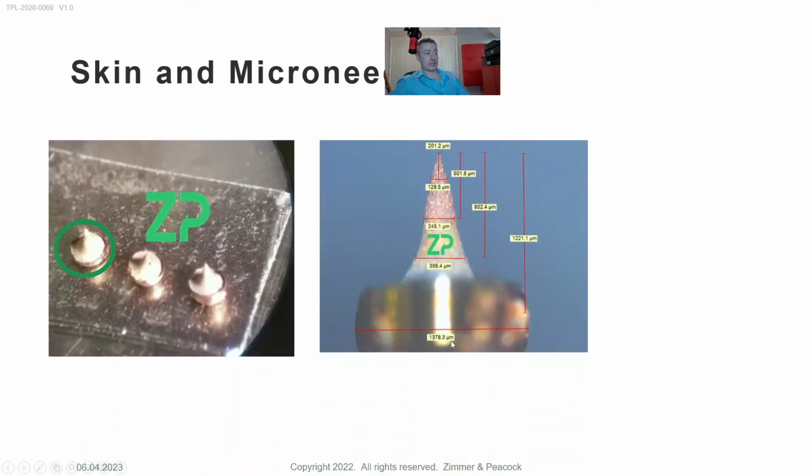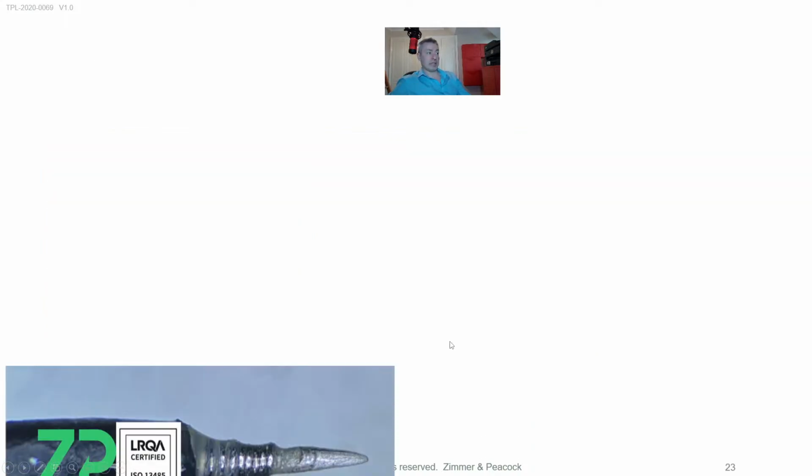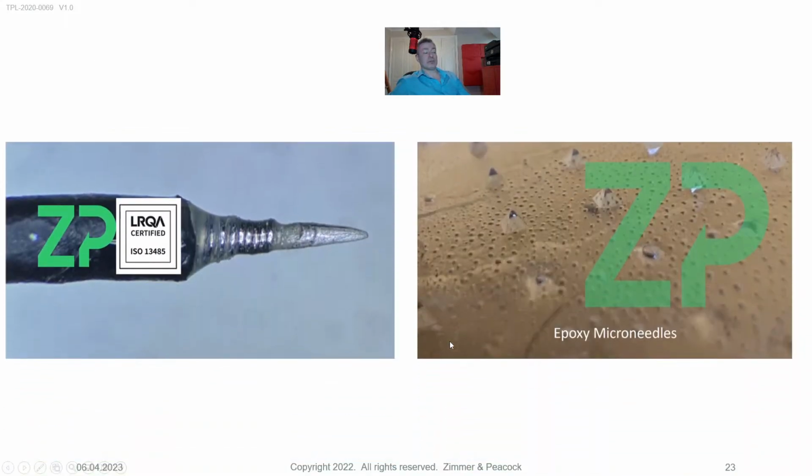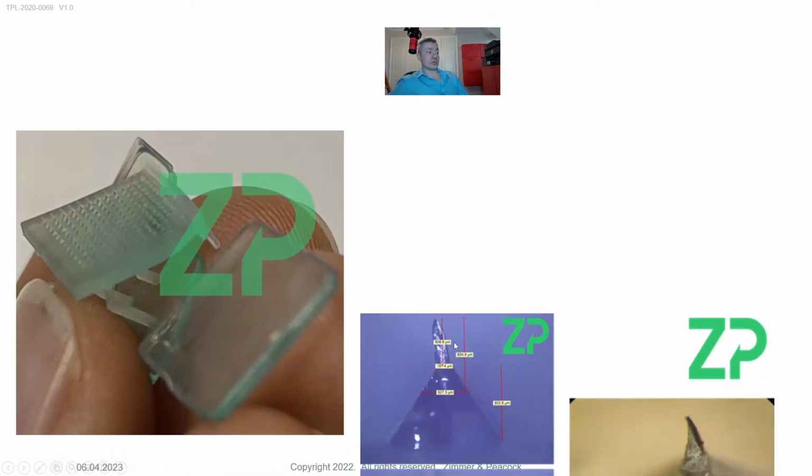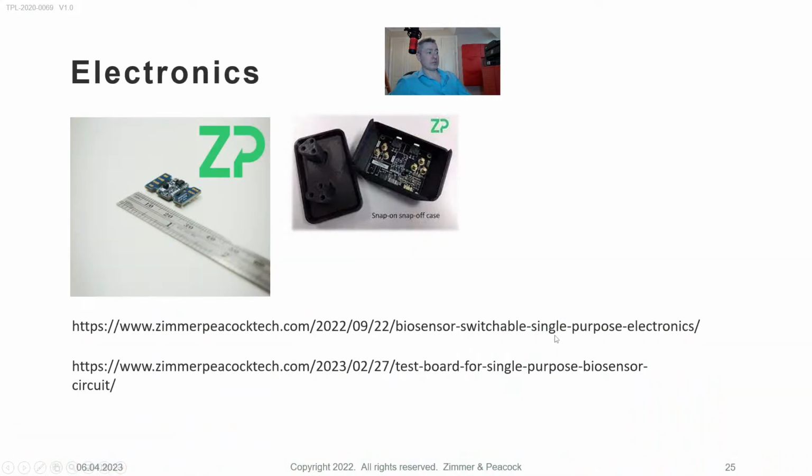And so we do have these microneedles that are long enough and sharp enough to go through the skin and allow us to essentially have an electrochemical sensor underneath the skin, trying to continually monitor the glucose there. So we've been doing this for quite a few years.